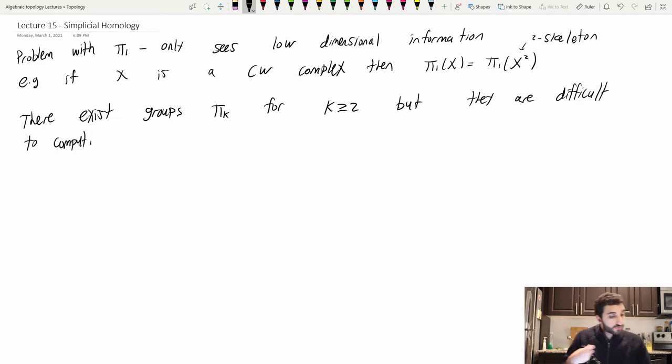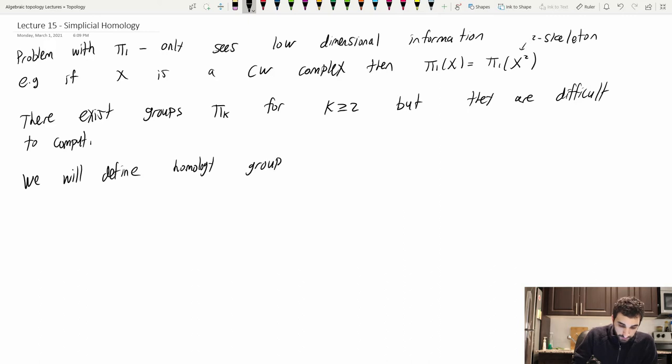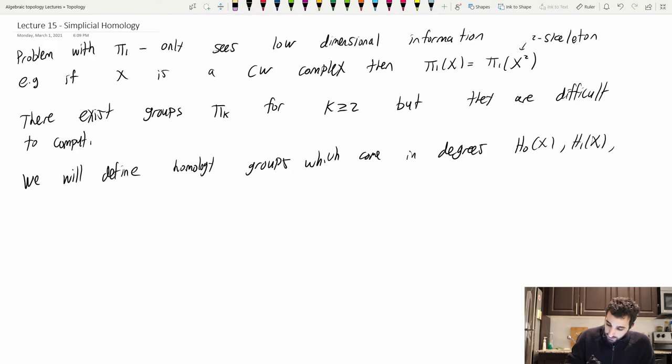So we're going to define groups called homology groups that come in various degrees: H0 of X, H1 of X, H2 of X, and so on. And what these are going to be are abelian groups.